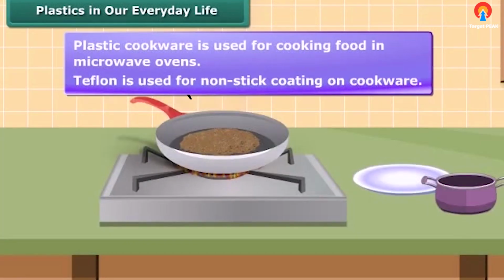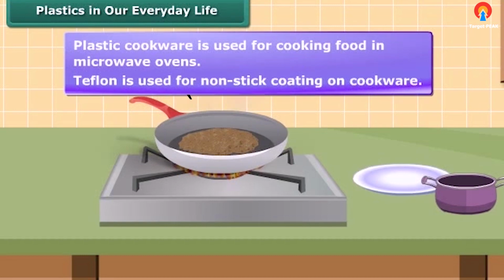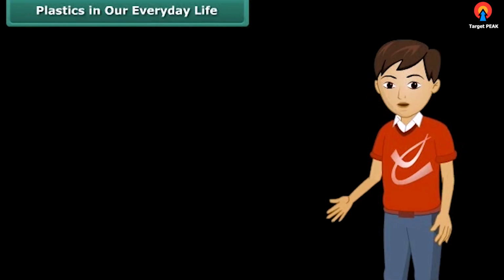Have you ever noticed the frying pan for cooking dosa? You would have seen a black coating on it. It is of Teflon, which is a special plastic on which oil and water do not stick. Thus, it is used as non-stick coating on cookware.